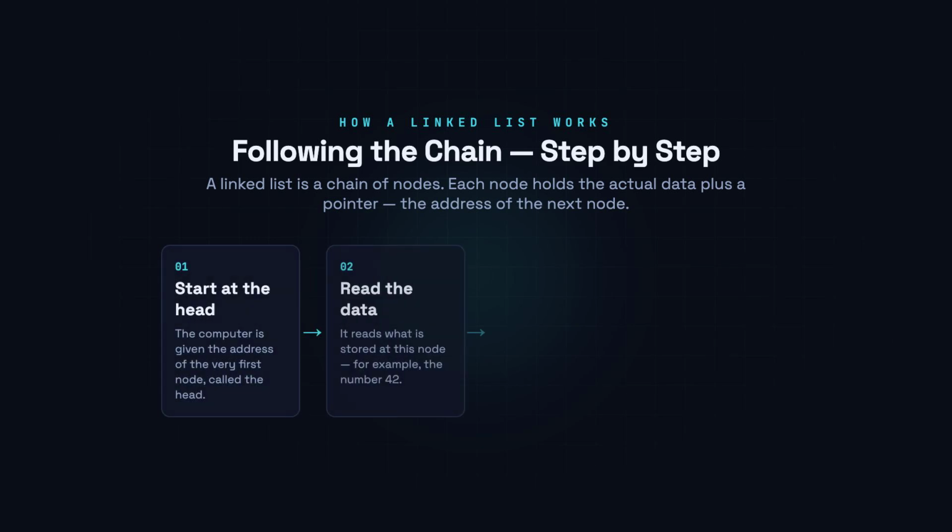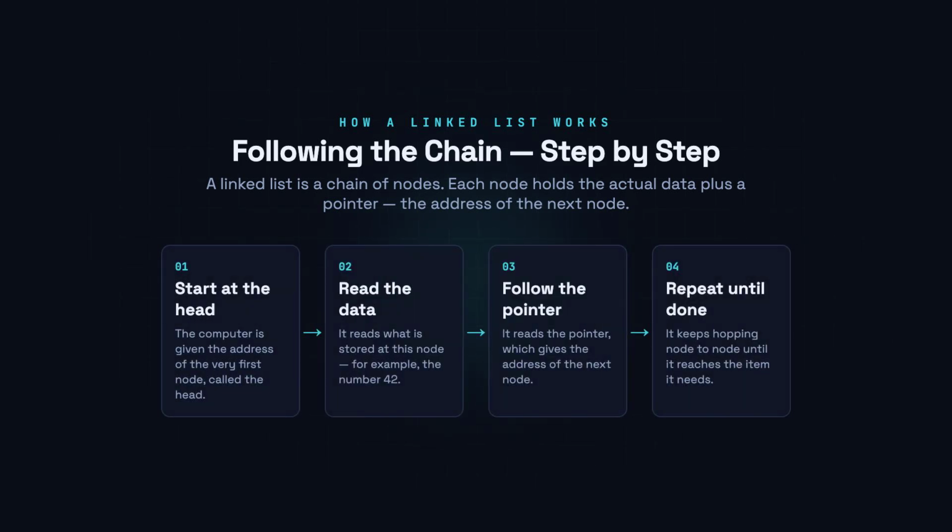Each piece of a linked list is called a node, and every node holds two things: the actual data and a pointer to the next node. To find item 5, the computer hops through nodes one by one, like following a chain of clues.